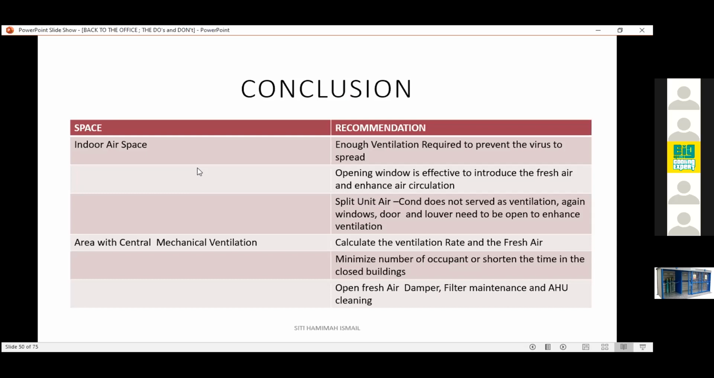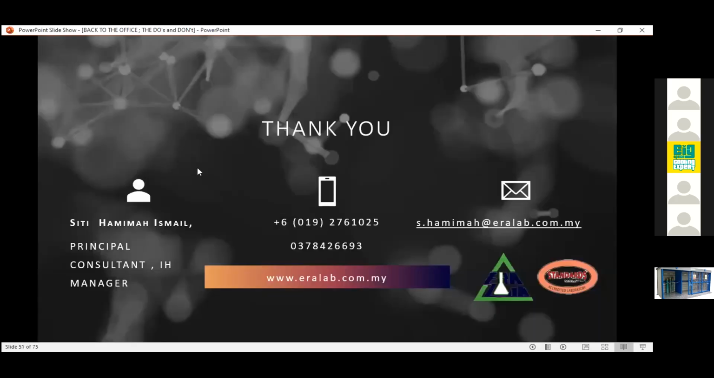There's a few requirements sebab kita nak control the transmissions of the COVID. Minimize the number of occupant, and then kalau as the individual, you shorten the time in the closed building, you open fresh air damper, check balik filter maintenance, and then AHU cleanings. Okay, this is all from me.